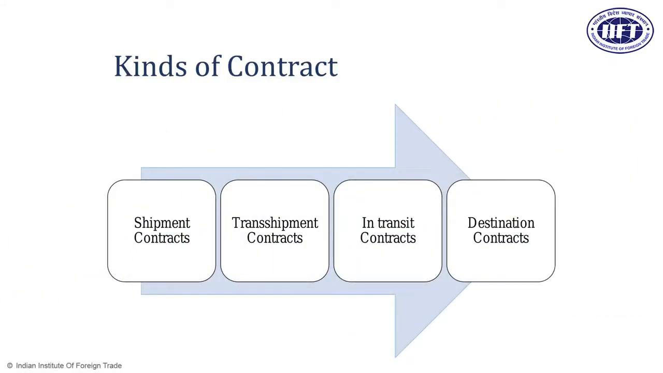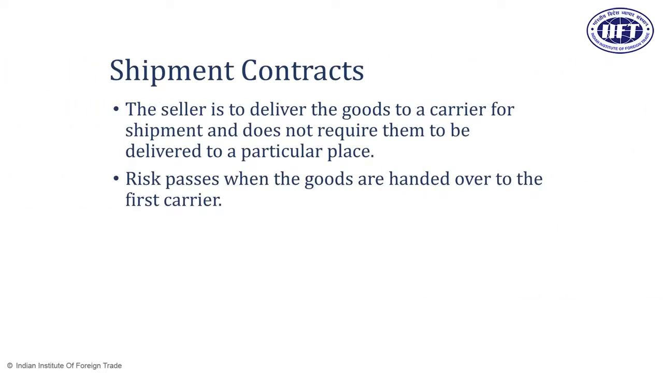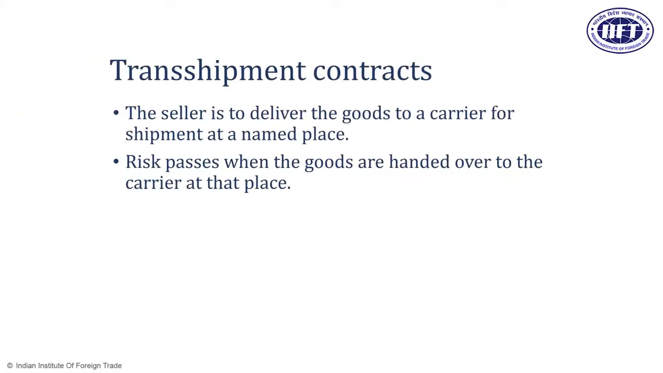Globally, when we say types of contracts, these contracts are majorly governed by Incoterms. We may have shipment contracts, transshipment contracts, in-transit contracts, and destination contracts. These are just broad names which may be used while negotiation. There is no hard and fast rule that you title your contract as per these classifications.